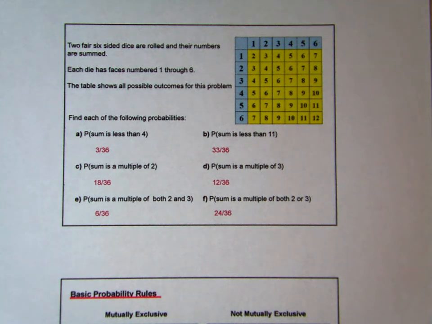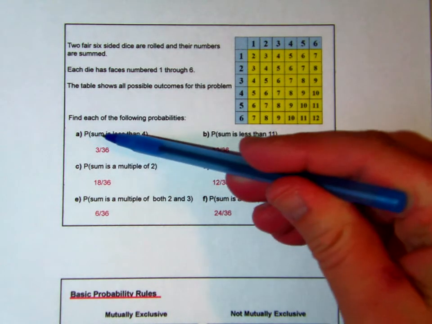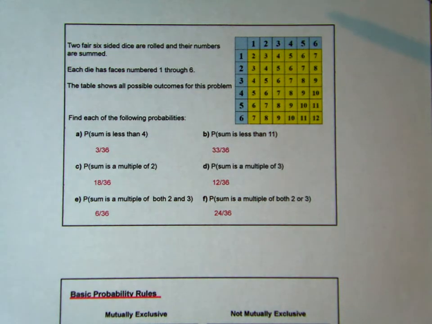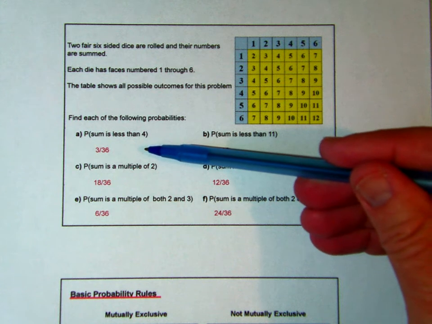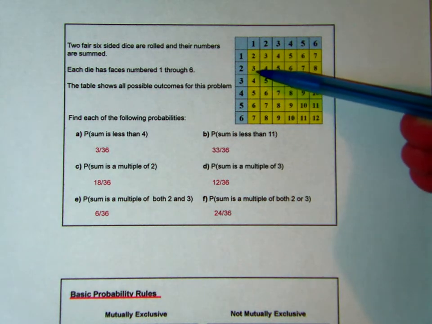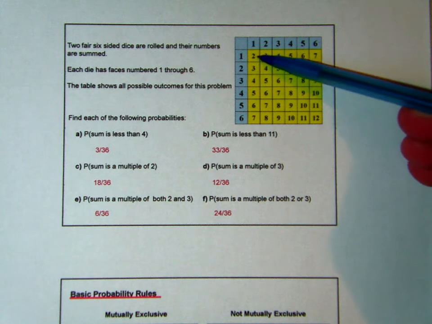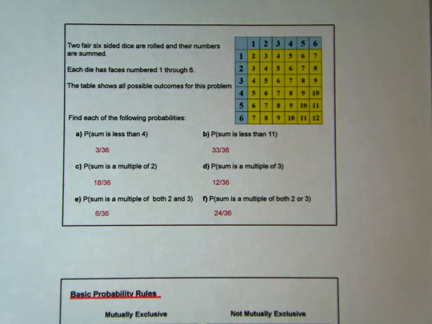Alright, some questions here. The probability that your sum is less than 4. When it comes to inequalities, you want to be careful to identify whether or not endpoints are included. What I mean by that is less than 4 doesn't include 4. So the sums that are less than 4 are represented by those 3 boxes right there. 3 out of 36 chance of that occurring.